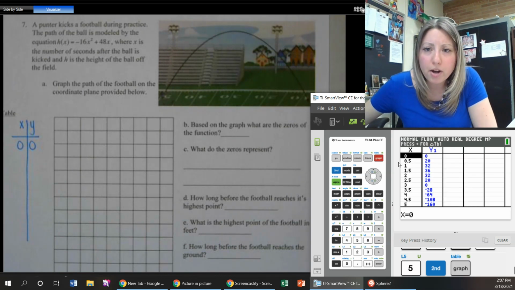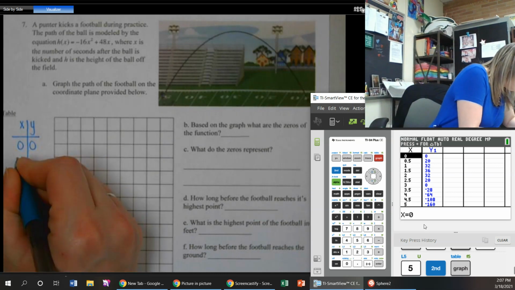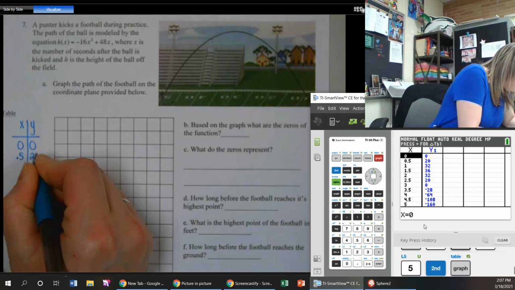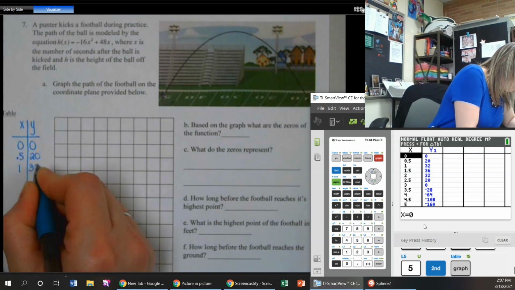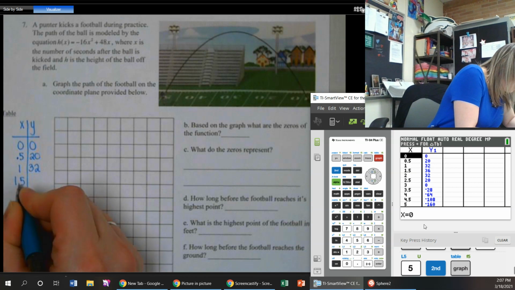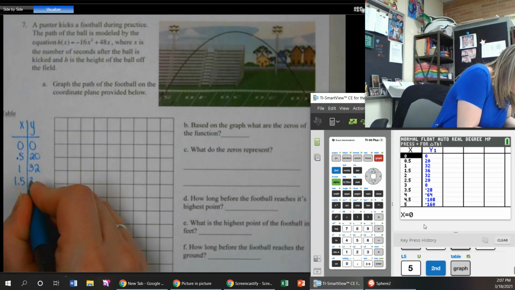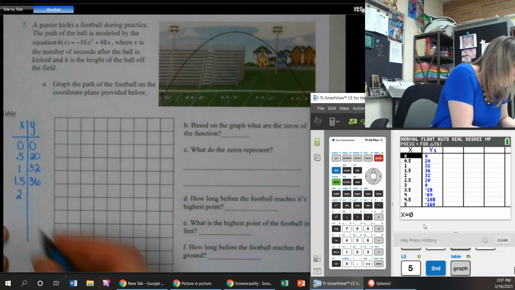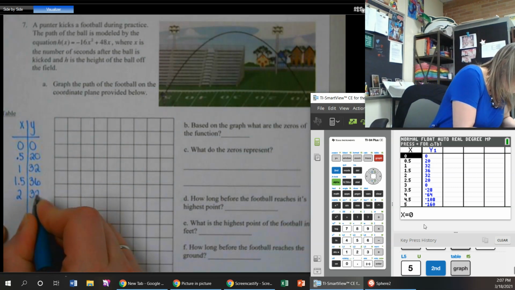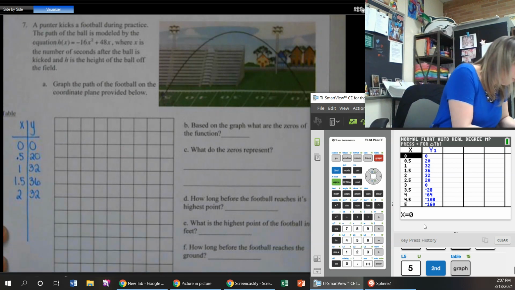All right, so here we are, 0, 0, and 0.5, 20. So 20 feet in the air, we're saying. After 1 second, we're 32 feet in the air. 1.5 seconds, 36 feet. 2 seconds, back down to 32. Oh, that was my axis of symmetry and turning point. Okay. Well, that makes a lot more sense.